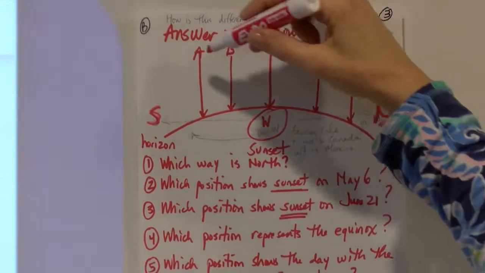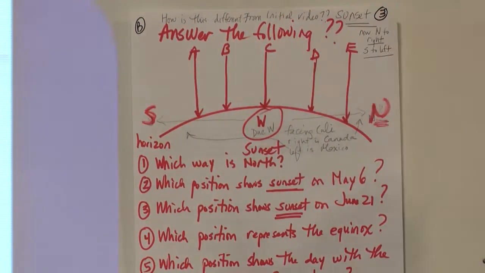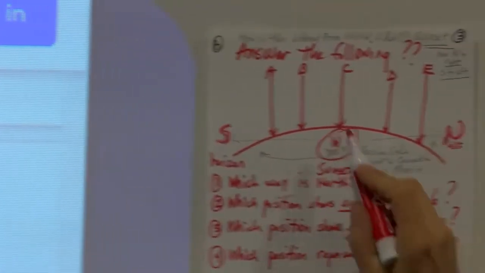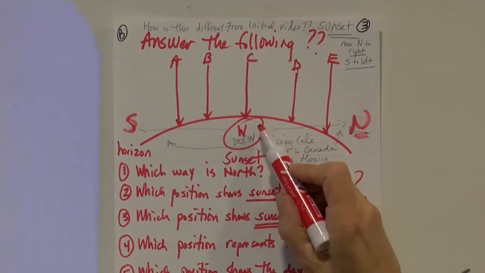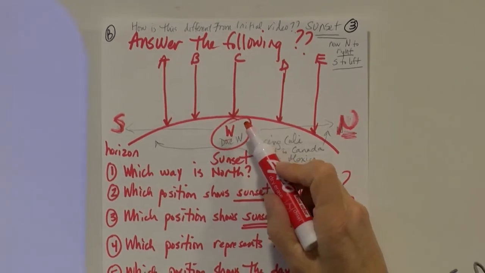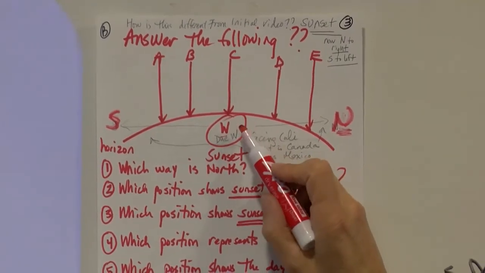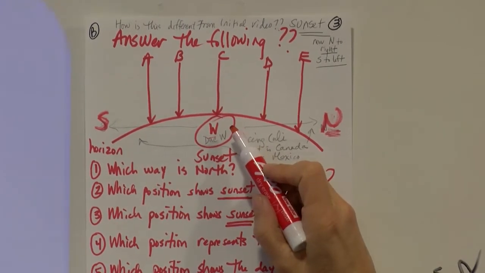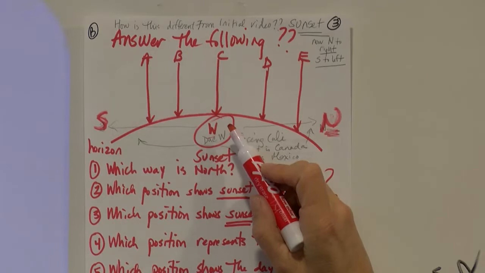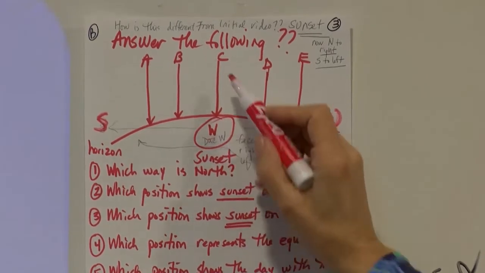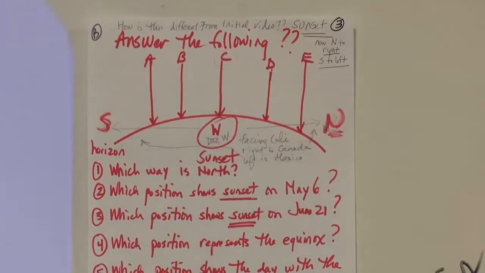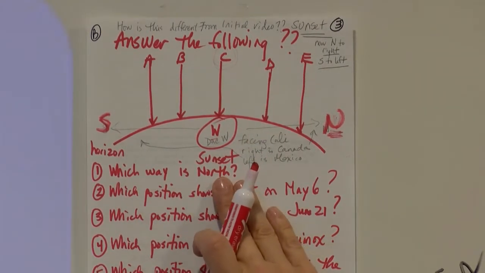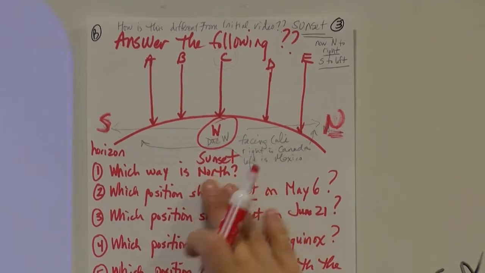Now, I have points A, B, C, D, and E. If this is due west, what day did I say the sun rises and sets, or the sun sets due west? It rises due east and it sets due west. You have to think about that. And so you will know what day C represents, okay? It says, which way is north? That's question 1. Well, I've kind of already told you that.